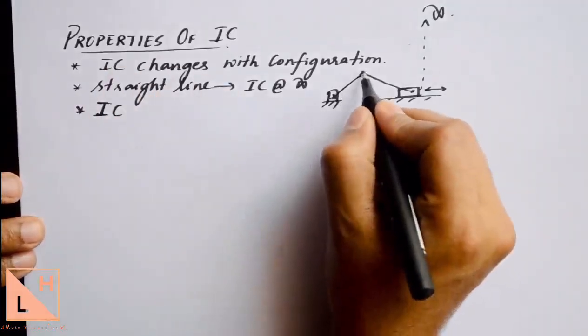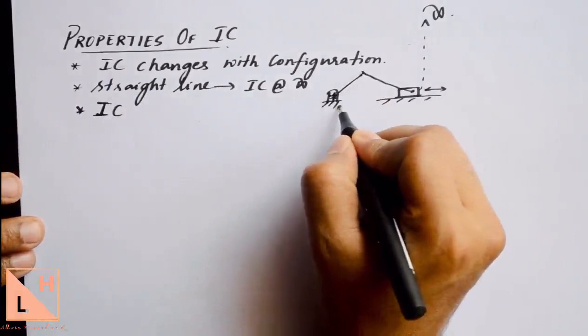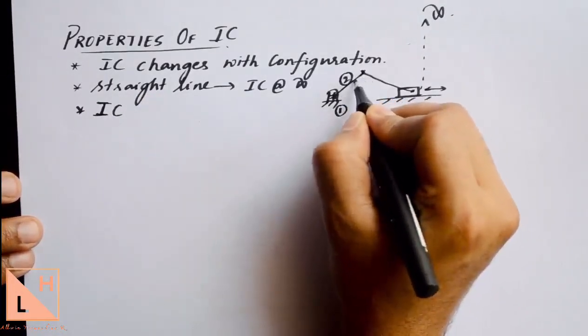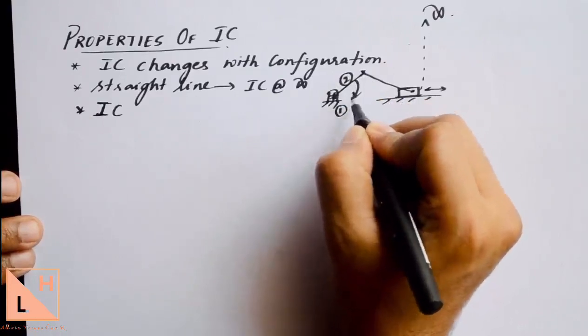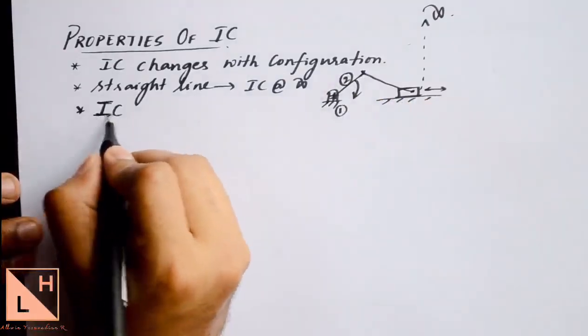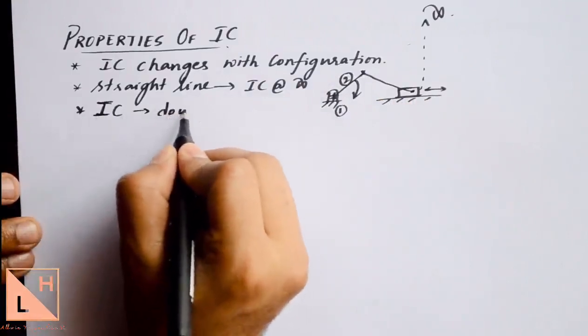Say for example, here we have a fixed link. If I name this as link number 1, here I have a link number 2. This link number 2 is actually rotating with respect to 1, which means that the IC will always be named with a double point.